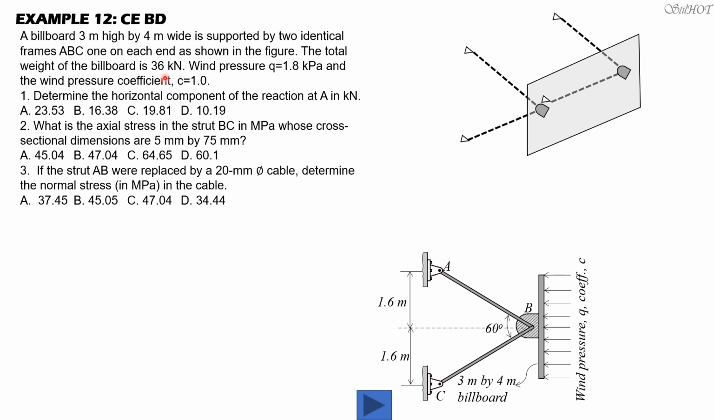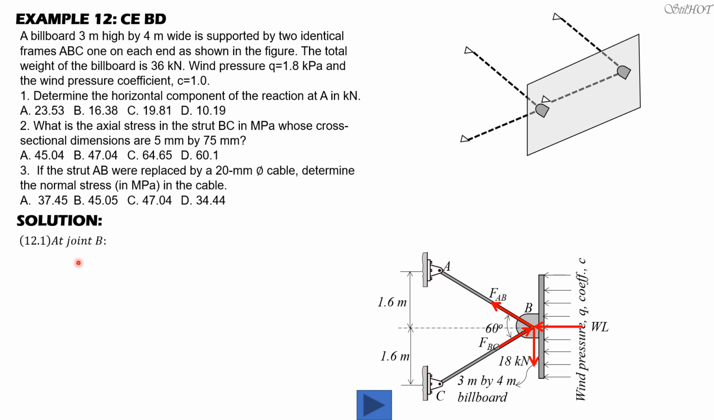So the weight of the billboard, which is 36, I will just show here 18. So we have here the wind load, which is equal to wind pressure coefficient 1 times the pressure 1.8 kilopascals times the area of the billboard, which is 3 by 4, so 12. This is 18, half of 36. So let's assume AB to be in tension and BC to be in compression.